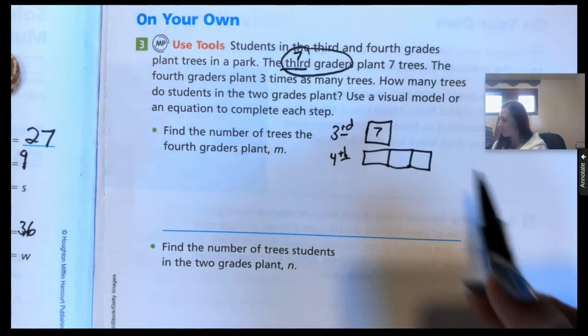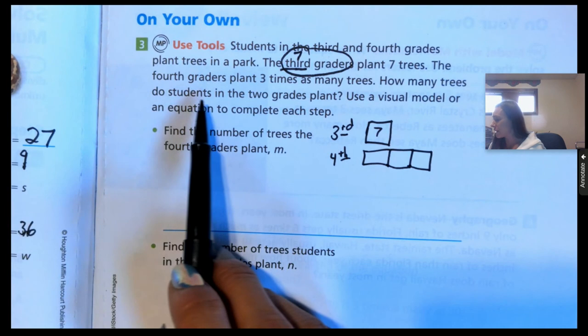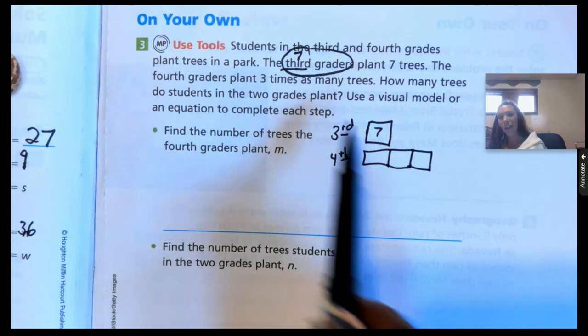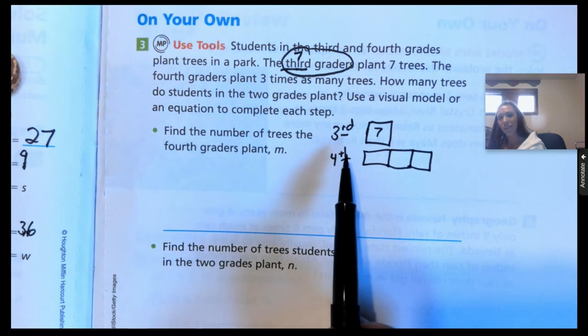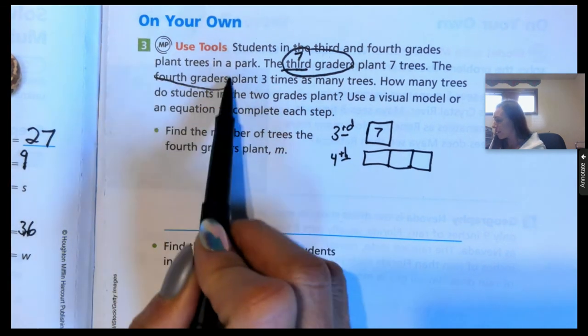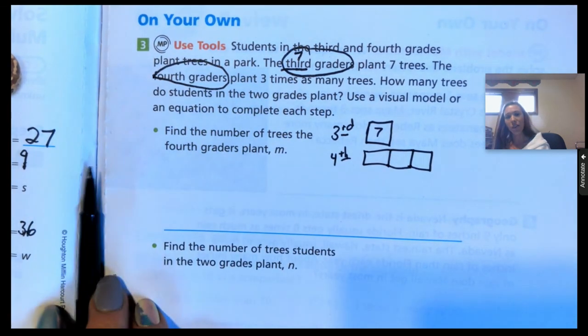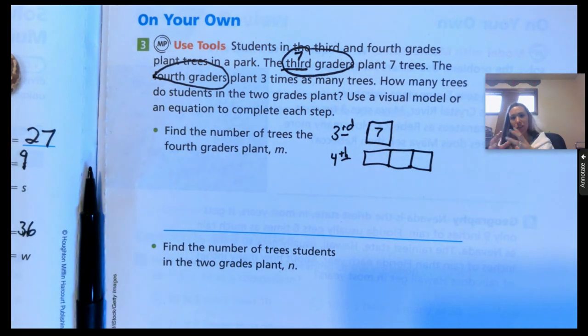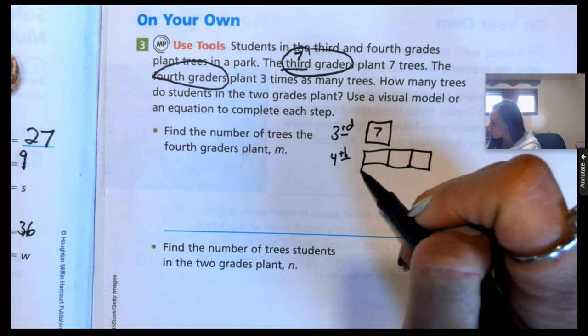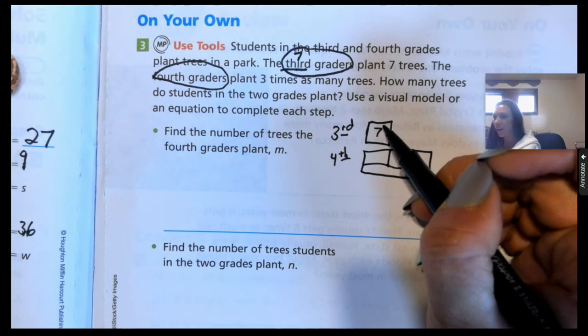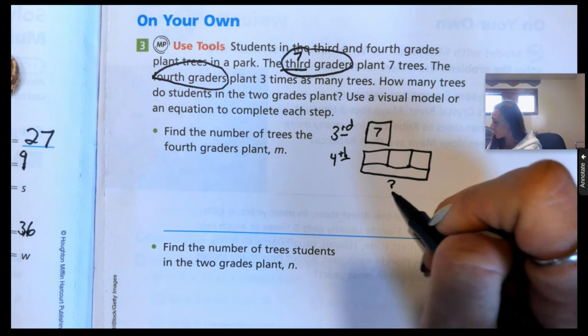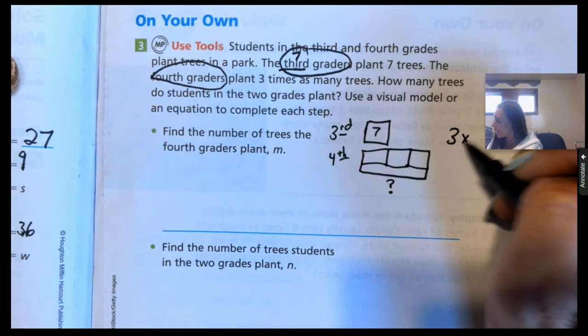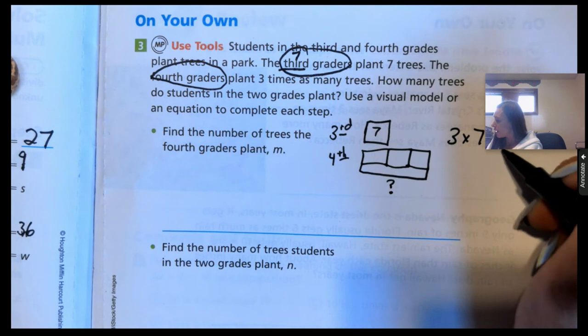How many trees do students in the 2 grades plant? So after you know how many the 4th graders planted, once you can add that in, they want to know how many they planted all together. So you're going to add the 2 together once you find out the total for 3 times of 7. You're trying to find out the total of 3 times of 7 to find out how many for the 4th graders, right?